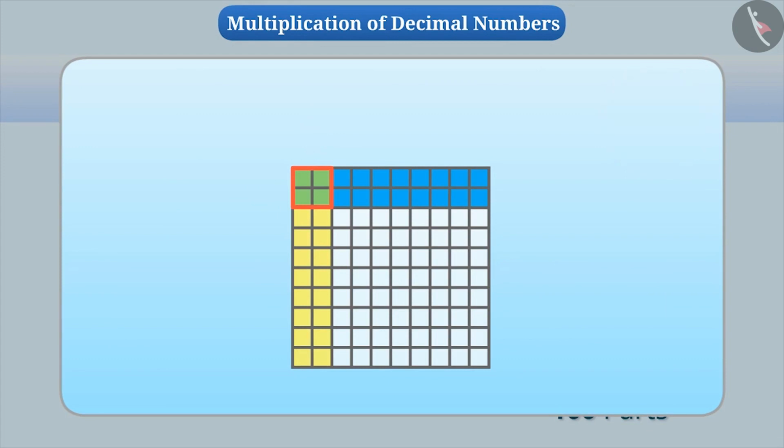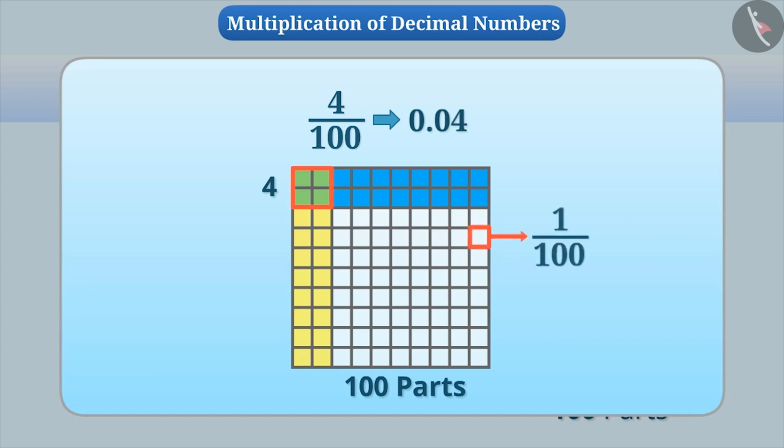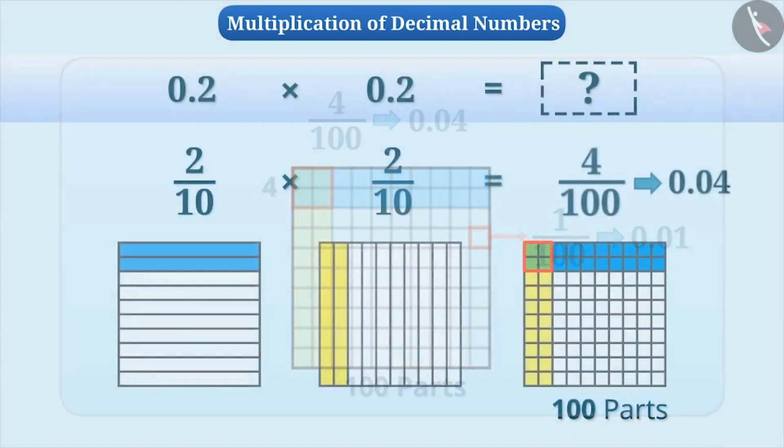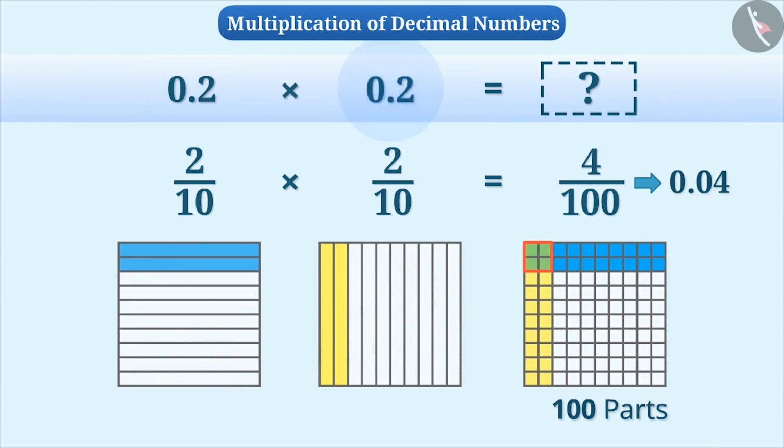Absolutely correct. Here, among both the squares, 4 out of 100 parts are common. This can be written in fraction form as 4 by 100 and in decimal form as 0.04. Because in the given figure, each small square is 1 by 100th part of the square, which is 0.01. Since 4 out of 100 parts are common, we can say that 4 by 100th part or 0.04 parts of the total square is common. Therefore, we can say that 0.2 multiplied by 0.2 equals 0.04.